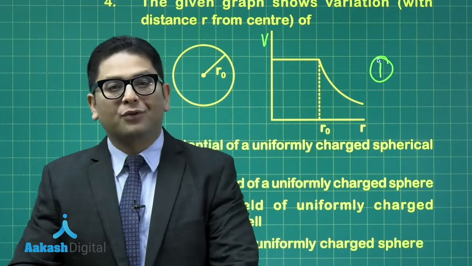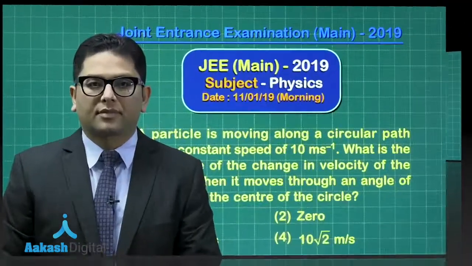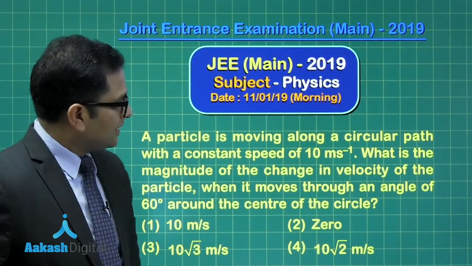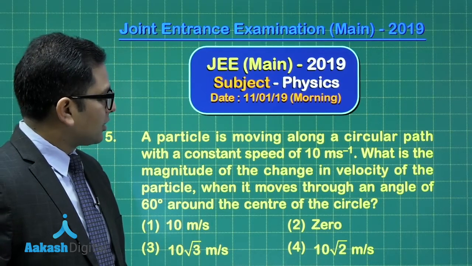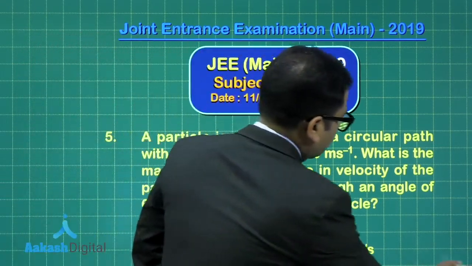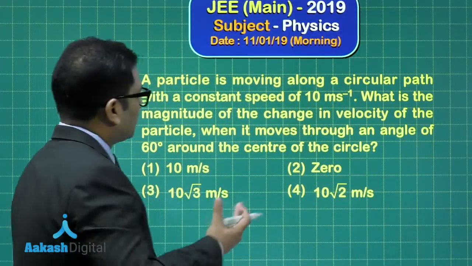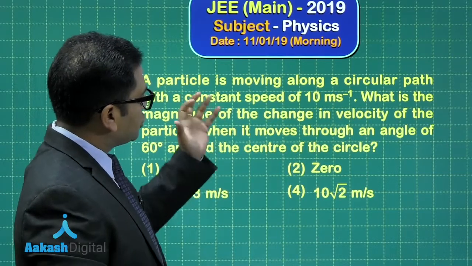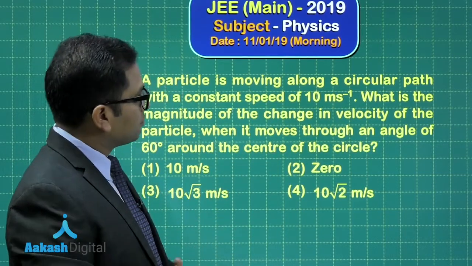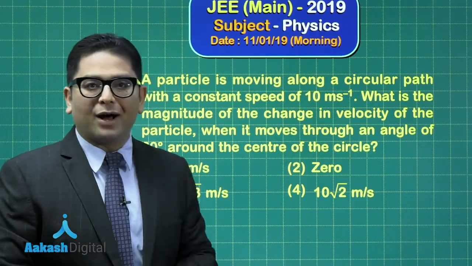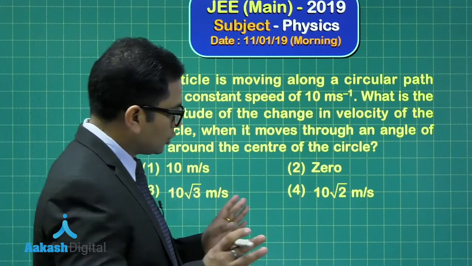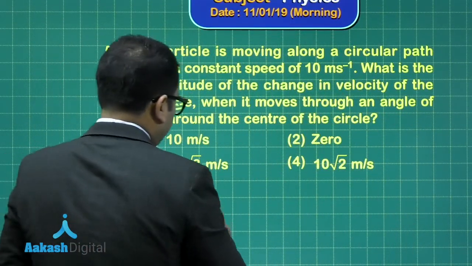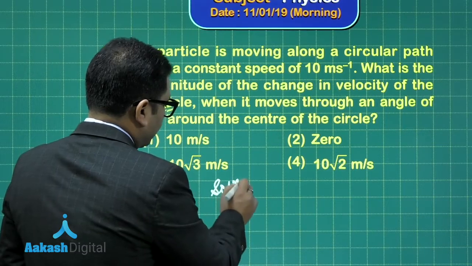Fine then, it's time for question number 5. Question number 5, and the question is something like this. A particle is moving along a circular path with a constant speed of 10 meter per second. Okay, a circular path where the particle moves with this uniform speed. We need to calculate the magnitude of the change in velocity when it moves through an angle of 60 degrees around the center of the circle. So a very straightforward one, nothing could be a better gift than this. So here, let's try to see how we can do that.